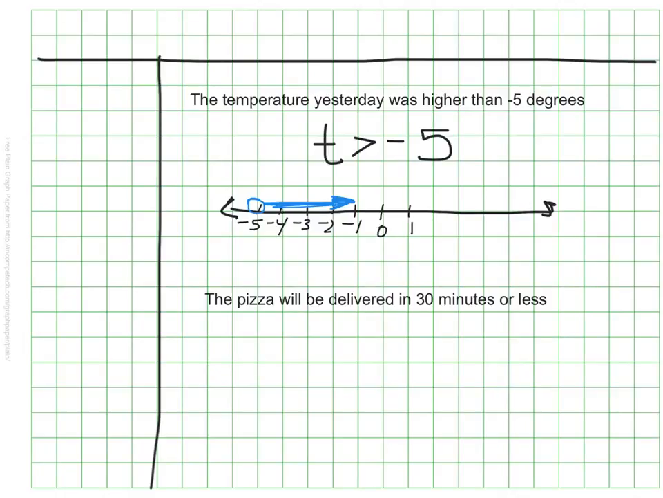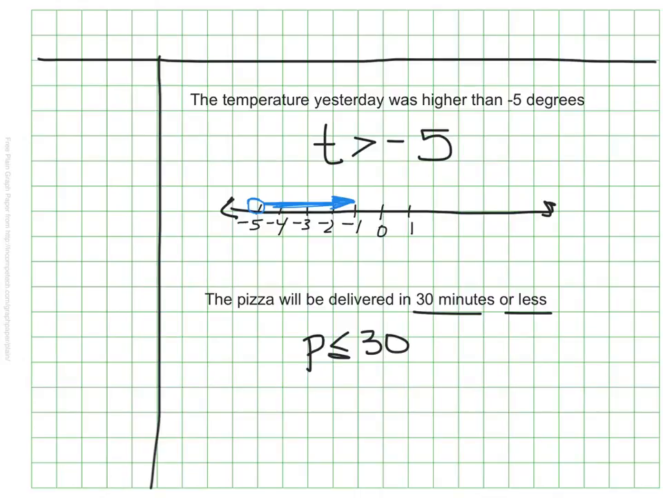Another inequality we might see in daily life is someone saying that the pizza will be delivered in 30 minutes or less. The pizza will either get to our house in 30 minutes exactly or under. I can write that as an inequality. Here I'm going to use P for pizza. The pizza will be here in less than 30 minutes, right? But it might also be here exactly at 30 minutes. So I'm going to make this a less than or equal to symbol, so that P is less than or equal to the 30 minutes.